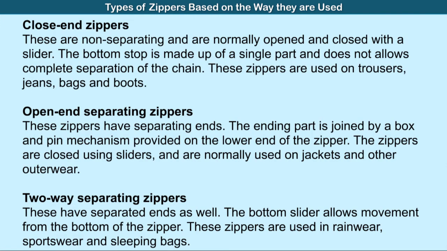Closed end zippers are non-separating and are normally opened and closed with a slider. The bottom stop is made up of a single part and does not allow complete separation of the chain. These zippers are used on trousers, jeans, bags, boots, etc.